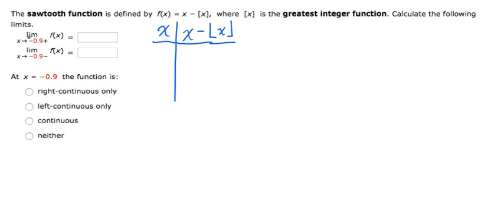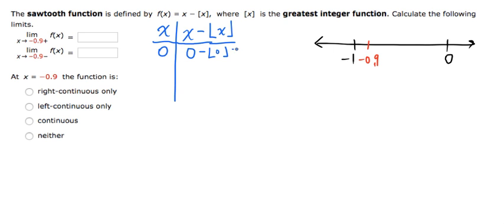We're going to approach negative 0.9, so let's see, if we approach negative 0.9 from the right, we might start at 0. There's negative 1, 0, and negative 0.9 is about in there. If I plug in 0 to this function, I'm going to have 0 minus the greatest integer of 0. The greatest integer of 0 is, you round down to 0.